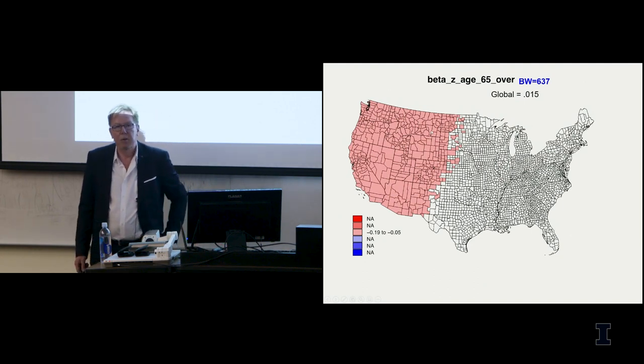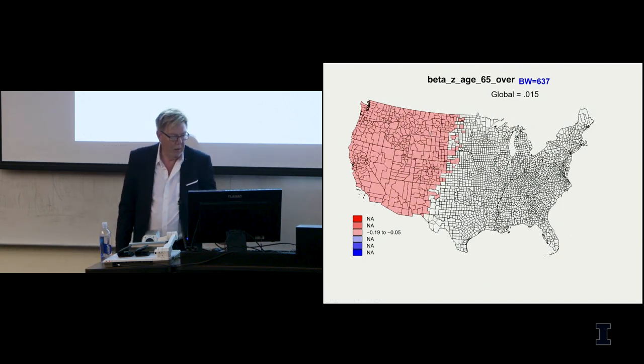The impact of age on the elderly on voting. Again, it's insignificant on all the East and Midwest. It's only significant out in the West. And again, the bandwidth is 637. We can see the geographic scale of the process. It's very regional. But what we're saying here is that the impact of the elderly on voting is actually just a Western phenomenon. There's no evidence to support that in the Midwest or the East. And basically here, the parameters are significantly negative. So it has a negative impact on the voting for the Democratic Party. In these counties, the elderly are slightly more likely to vote for the Republican Party.